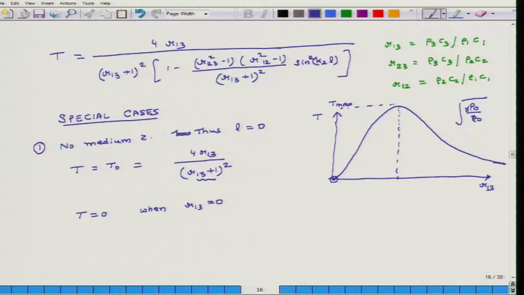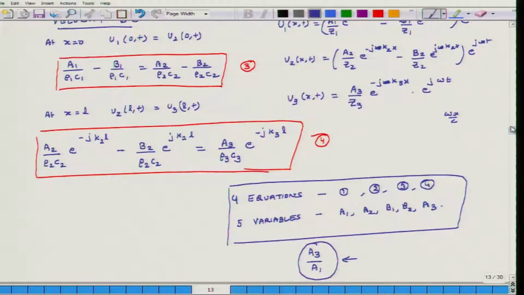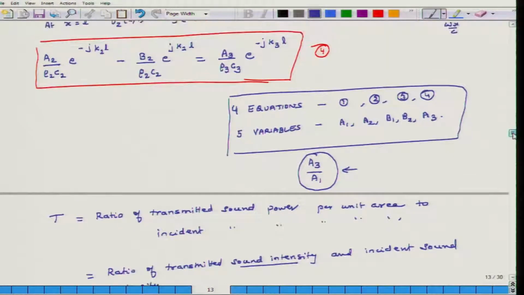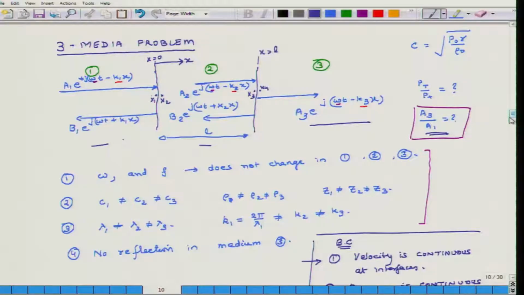So physically what happens? When T is 0, it means that there is no energy entering the third medium, because T is the ratio of exiting energy and input energy. So when either C3 or rho 3 is 0, then whatever energy comes to this interface, nothing gets out. One condition could be if pressure is 0. So if pressure is 0 or extremely small, then whatever fluctuations of pressure I have in medium 2 at the interface, they will become 0 because of the continuity of pressure condition, right.